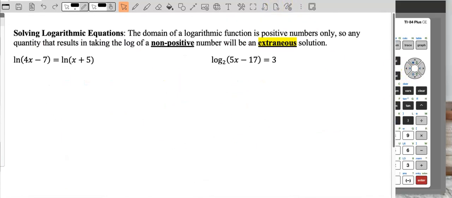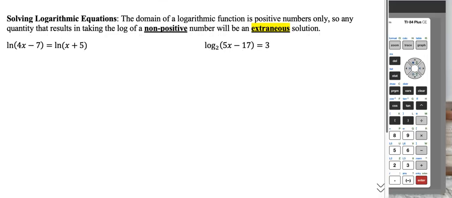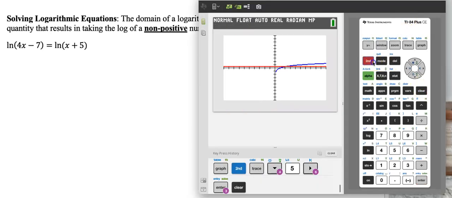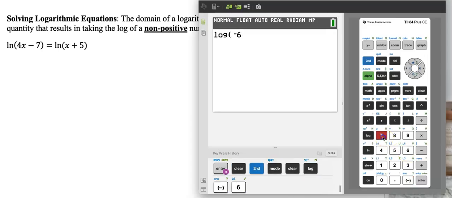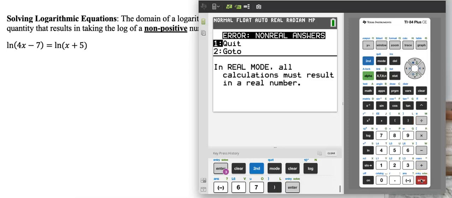So let's talk about solving logarithms. Fun fact, the domain of a logarithm has to be positive numbers only. So any quantity that results in taking the log of a non-positive number, aka a negative number, would be called an extraneous solution. For example, if you press log and type in your favorite number right now, 67, and then type log of negative 67, it doesn't work, because you cannot take the log of a negative number.